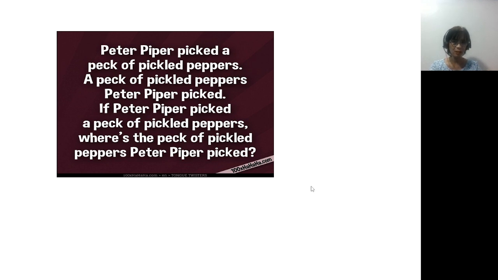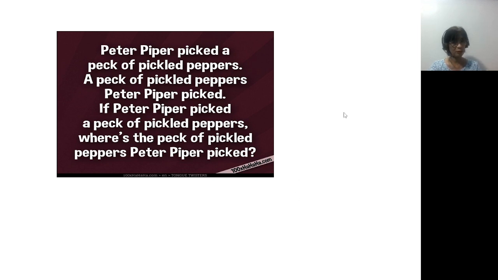A peck of pickled peppers Peter Piper picked. If Peter Piper picked a peck of pickled peppers, where's the peck of pickled peppers Peter Piper picked? Okay, so did you do it on your own? Do it by yourselves and you'll see how much you can improve your sound.